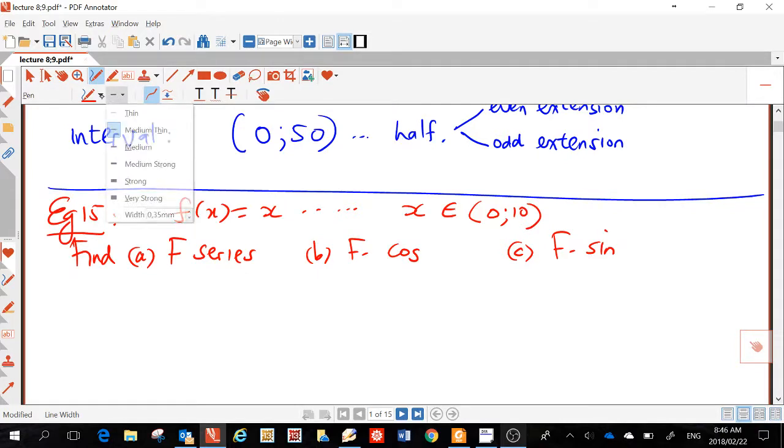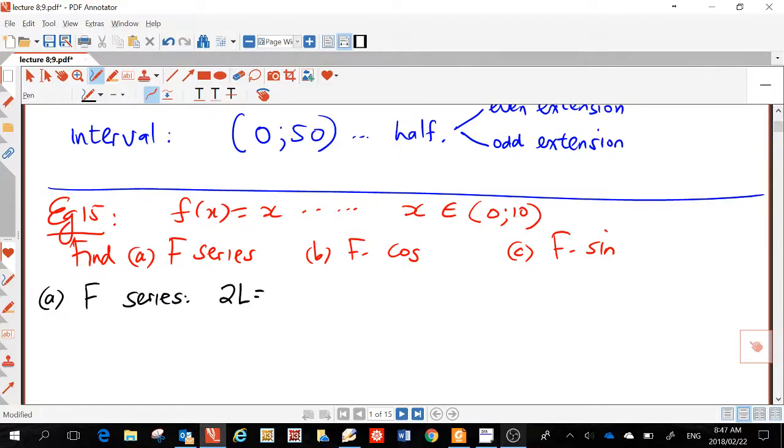Now, if we tackle the Fourier series by itself first, then that length 0 to 10 is actually 2 times the length. 2L is 10, in which case L is 5. So that's the first thing to realize. And because x is odd also, you will find that odd.